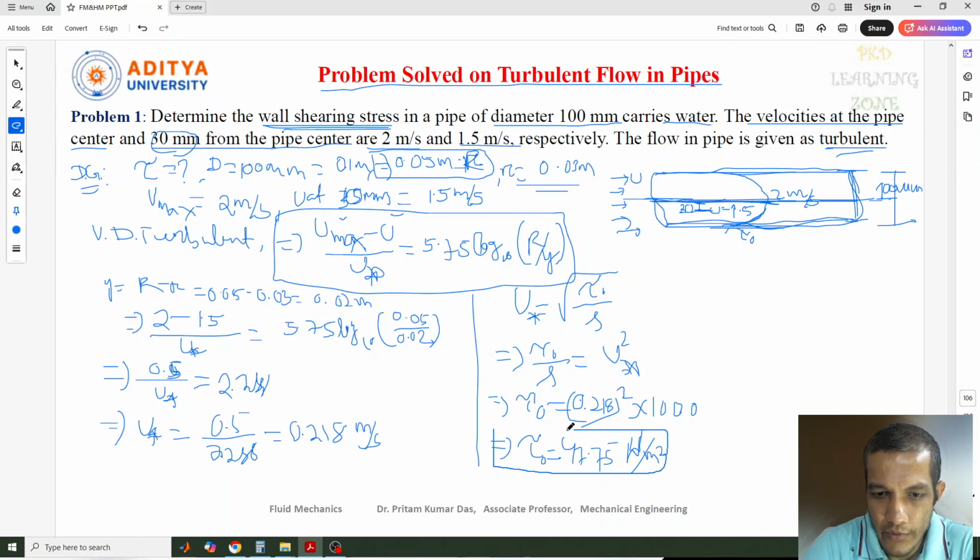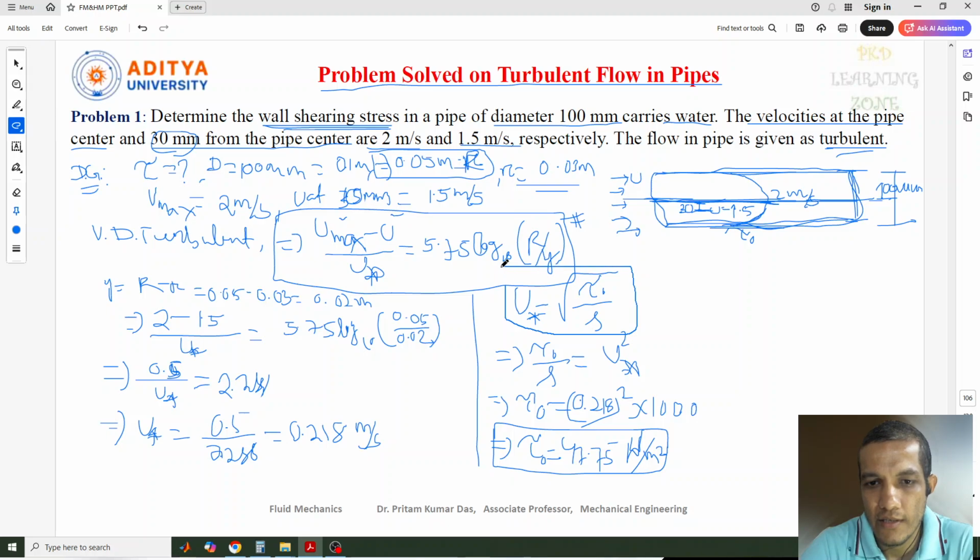So this is all about this problem. It is very simple, only if you know the formulas: one is the velocity distribution formula, and another is the shear velocity formula in terms of stress and density. The remaining is very simple. We just need to go with what is given in the question, and we can solve it easily.